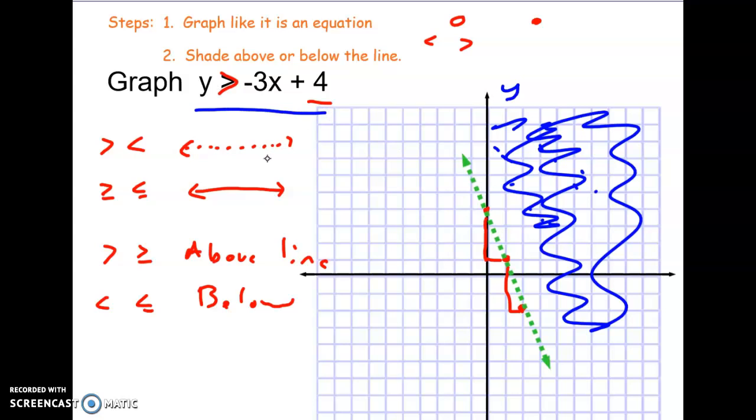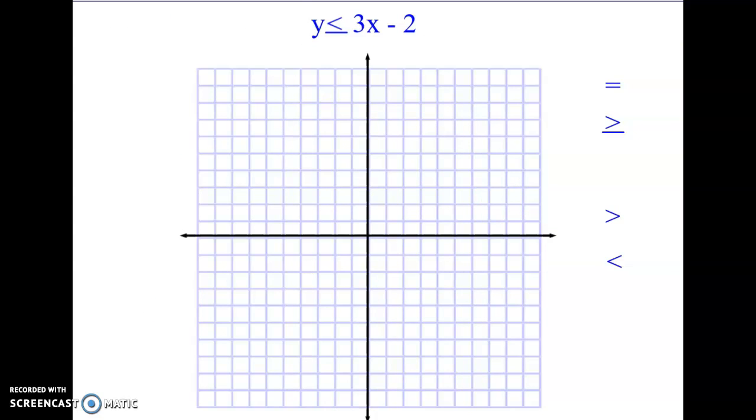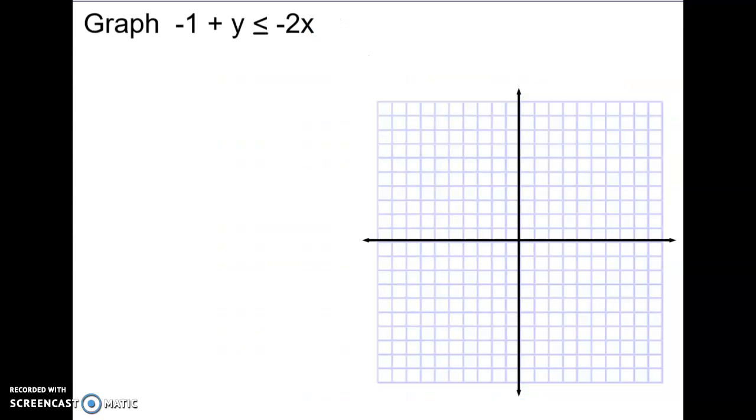So that's the concept: you draw either a dashed line or a solid line, and then shade above or below it. Okay, so let's try a few more examples, make sure we got the hang of this. This one starts a little different. See if you can figure out, if I want to graph this, what would be different here.